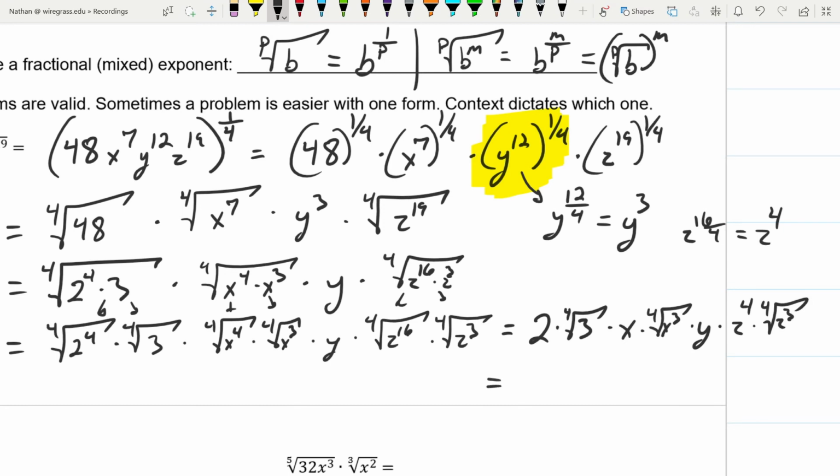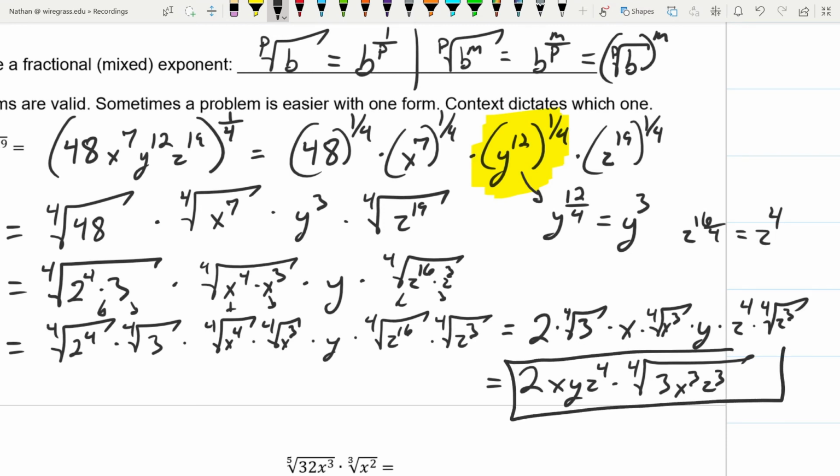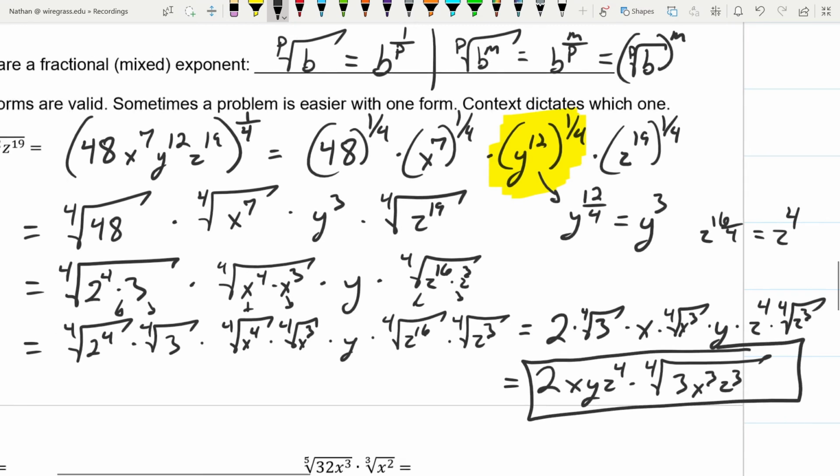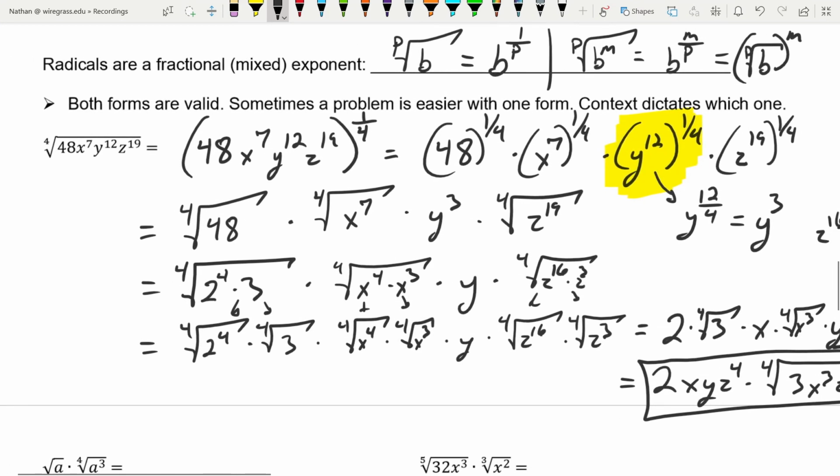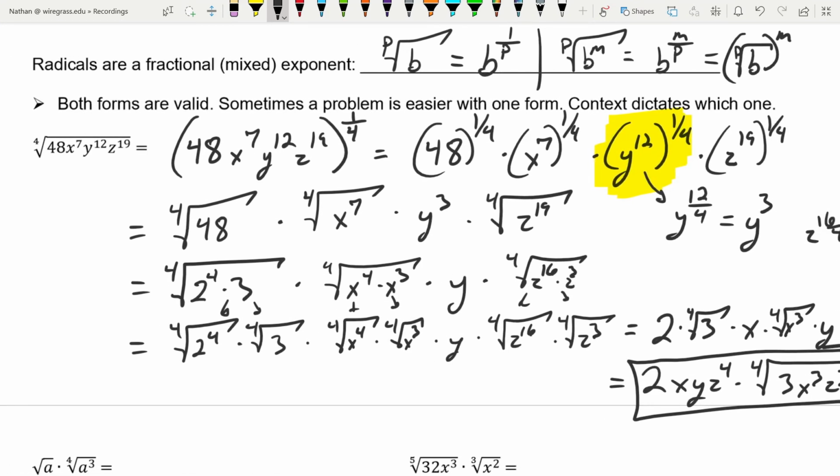And we can write this all in one statement: 2xyz to the 4 times the 4th root of 3x cubed z cubed. So this process kind of depends on what you like to think of it as. Again, the radical can help thinking about it. The fractional exponent can help when you think about it that way. Whichever way makes more sense, do that.